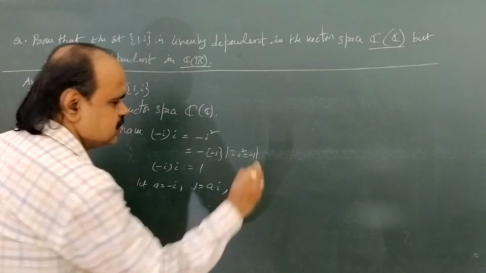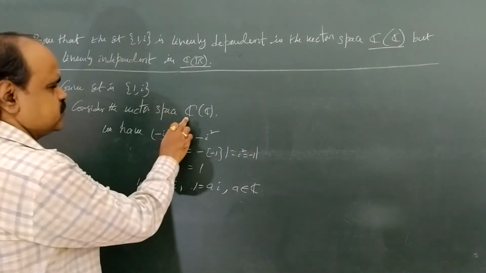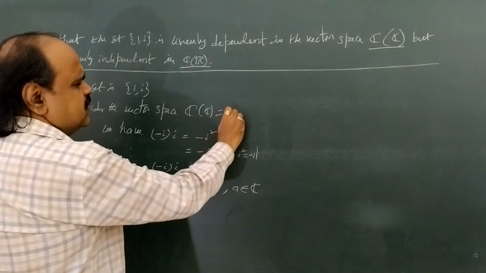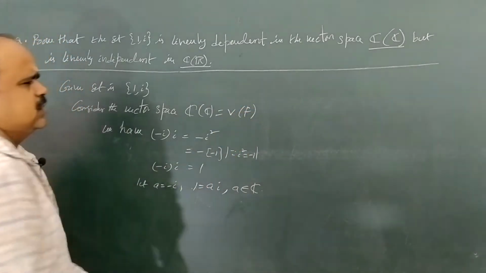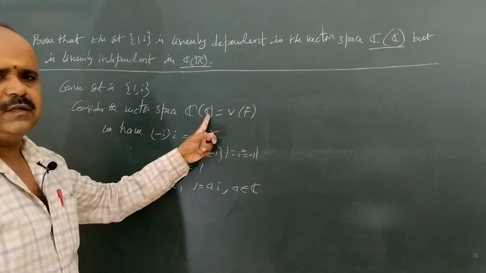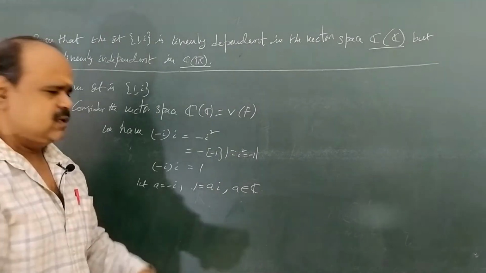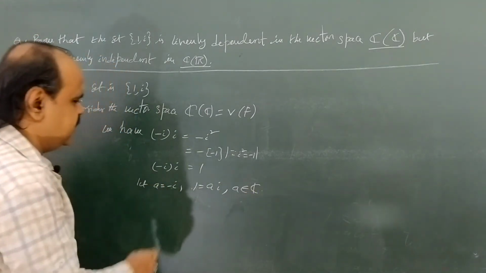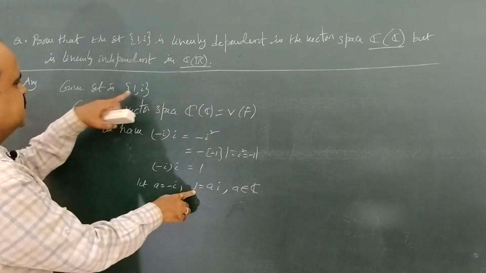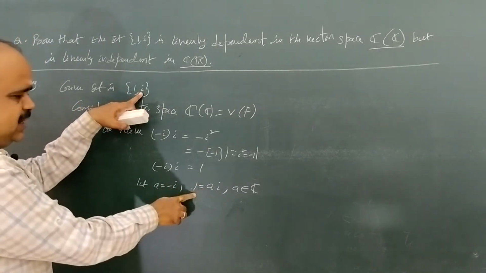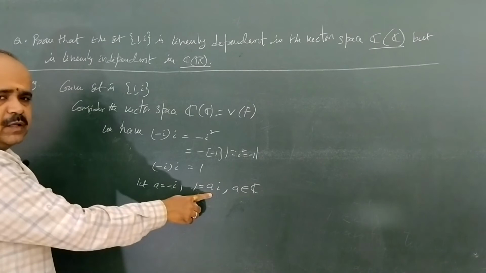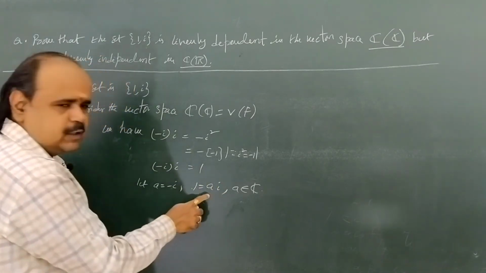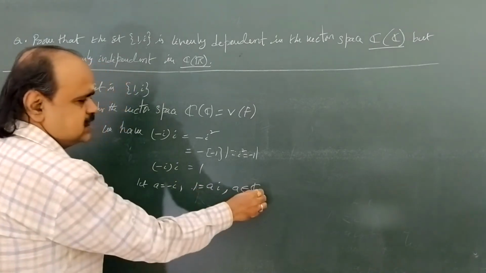a belongs to C. Why? Because here the vector space is V of C, V of capital F. So here the field of scalars is C. So C is the field of scalars. So we write 1 as a scalar multiple of i. In the scalar multiple, the scalar must be in C.